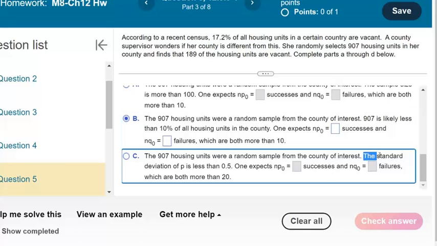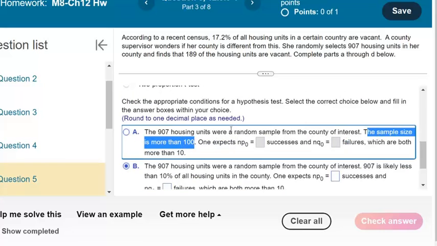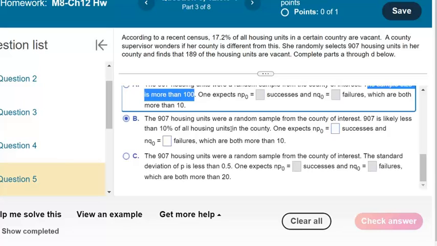There's no criteria like this that the standard deviation of p needs to be less than 0.5. So that's not a condition. That's not a condition either. That needs to be over 100. There's two big ones that you need to sample less than 10% of the population, and then we need these two conditions to be true.